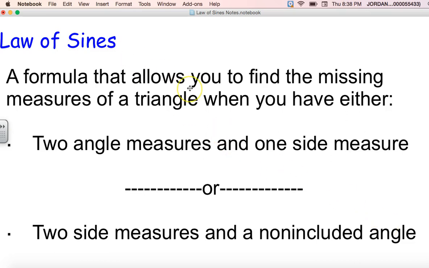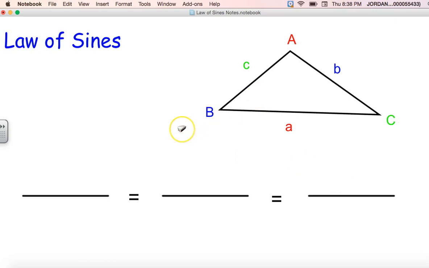It's a formula that allows you to find missing measures of a triangle when you know either two angle measures and a matching side measure, or two side measures and one of the angles that matches up with one of those two sides. So you've got to know that information. Alright, so here's what the law of sines tells us.